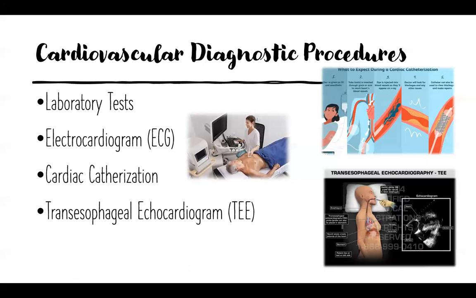Portions of this EKG: the P wave represents atrial depolarization, or the atria are contracting during the P wave. The QRS complex represents the ventricular depolarization, or my ventricles that are contracting. Okay, now the T wave represents ventricular repolarization.